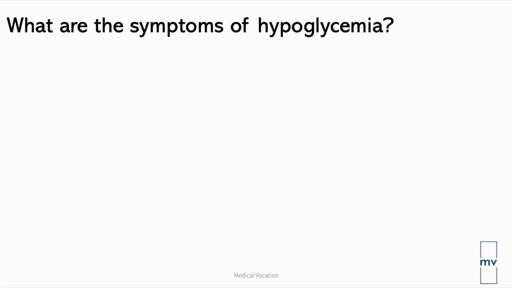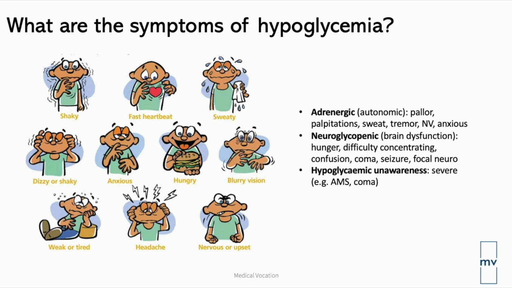Alright, so what are the symptoms of hypoglycemia? They can be categorized into adrenergic symptoms and neuroglycopenic symptoms. Adrenergic symptoms are your autonomic, sympathetic symptoms, so things like palpitations, sweating, being tremulous, nausea, vomiting, and being anxious. Whereas neuroglycopenic symptoms include being quite hungry, finding it difficult to concentrate, being confused, and in its severe state, the person can have seizures, be comatose and have focal neurological signs.